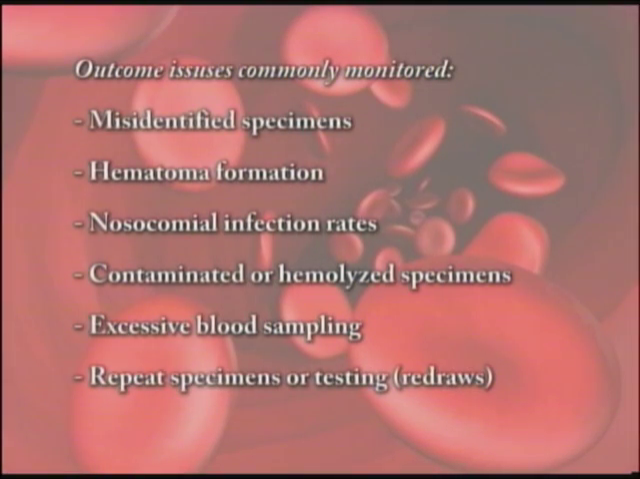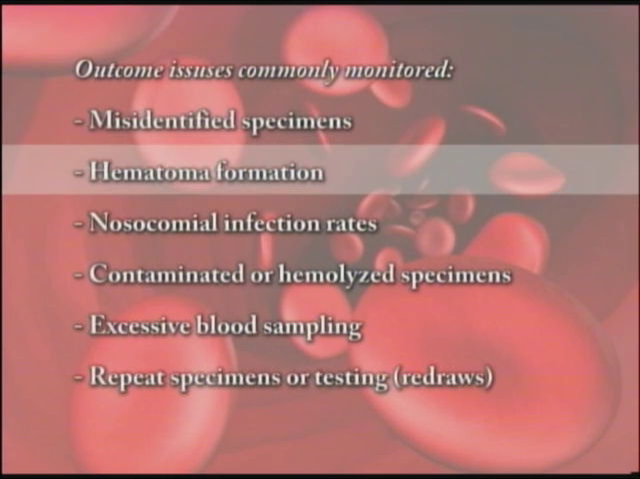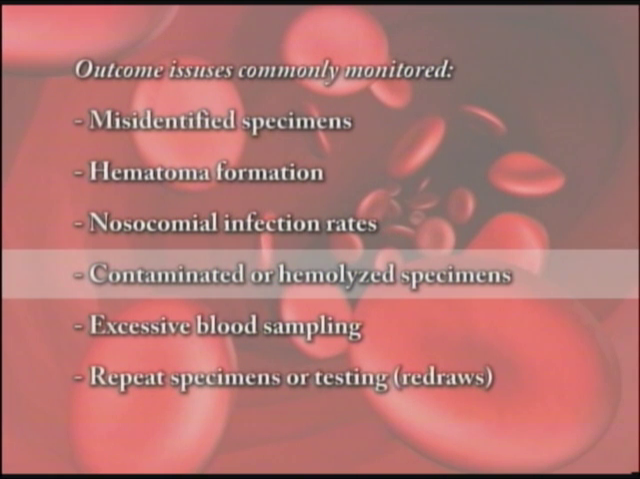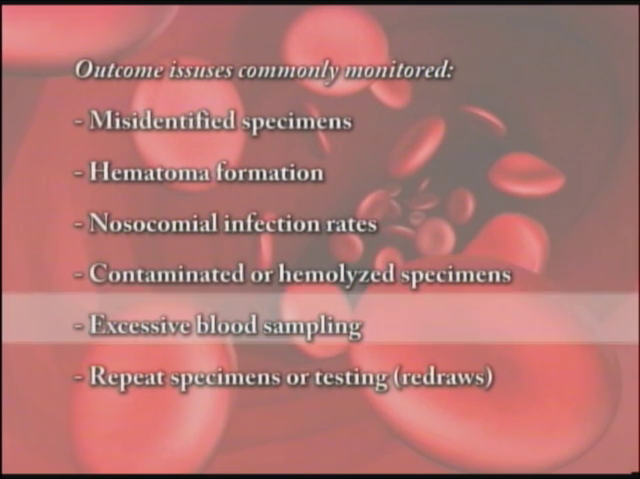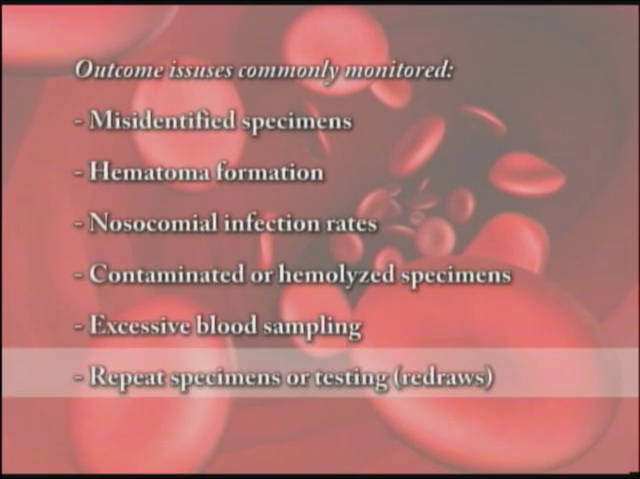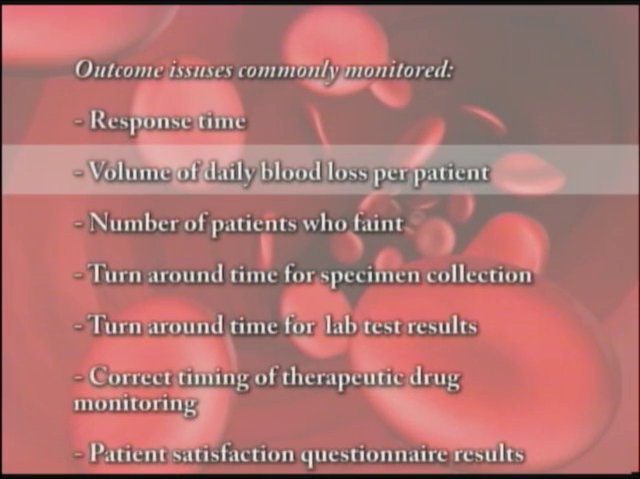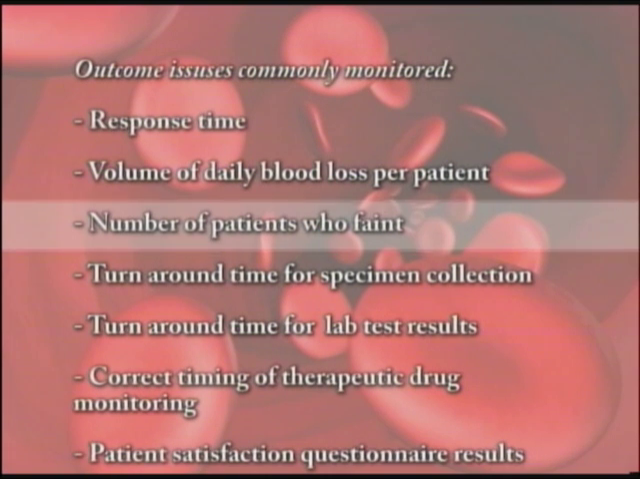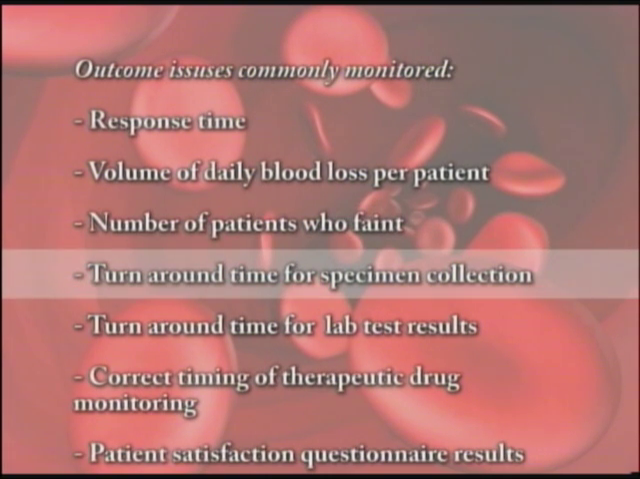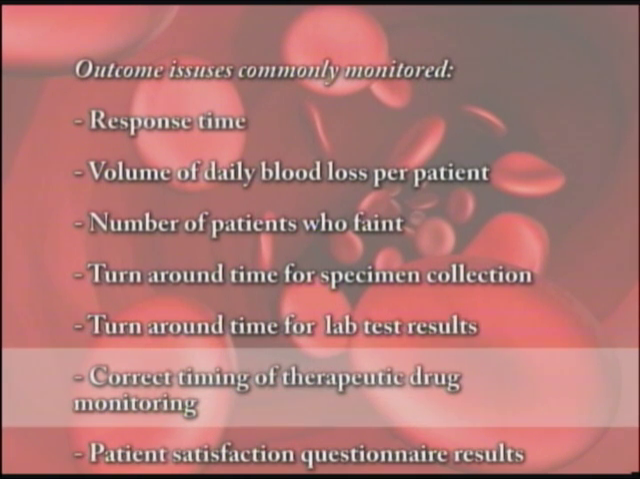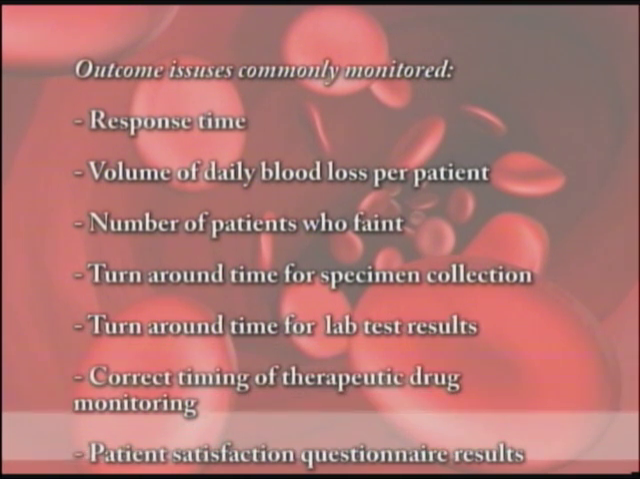Outcome-related issues that are commonly monitored are misidentification of specimens, hematoma formation, nosocomial infection rates, contaminated or hemolyzed specimens, excessive blood sampling, repeat specimens, response time, volume of daily blood loss per patient, number of patients who faint, turnaround time for specimen collection, turnaround time for lab test results, correct timing of therapeutic drug monitoring, and patient satisfaction questionnaire results.